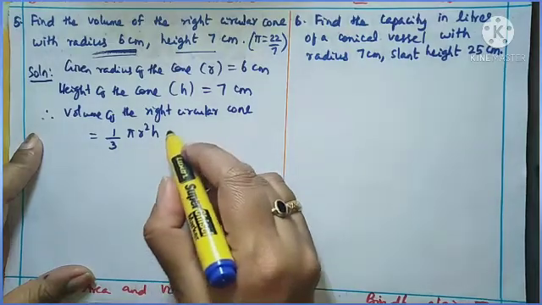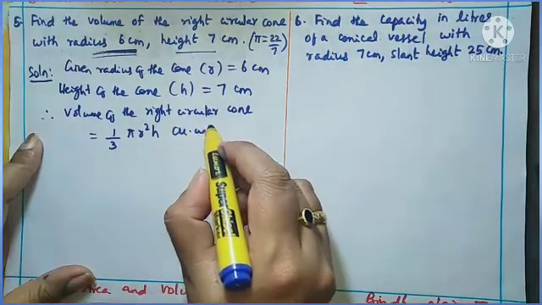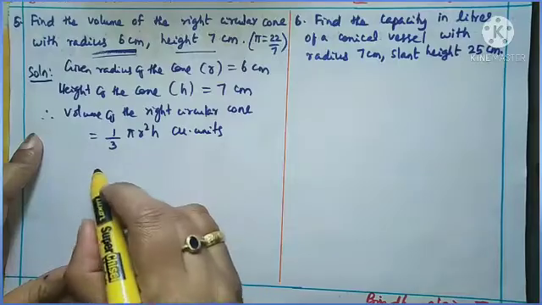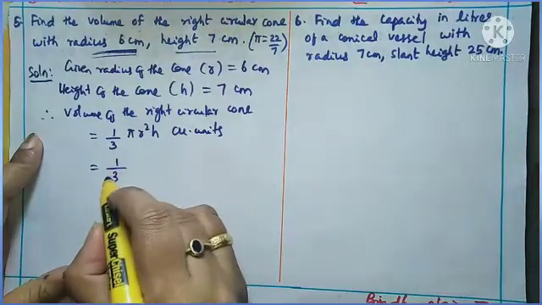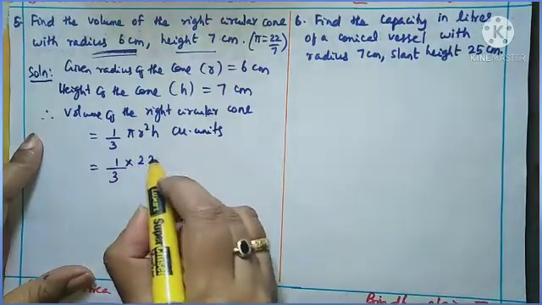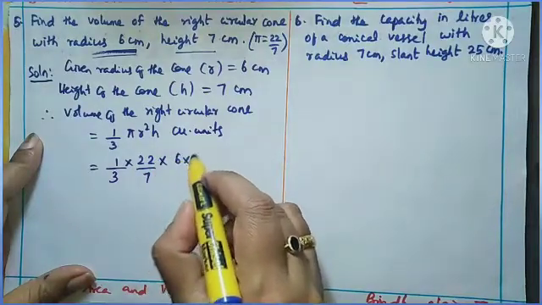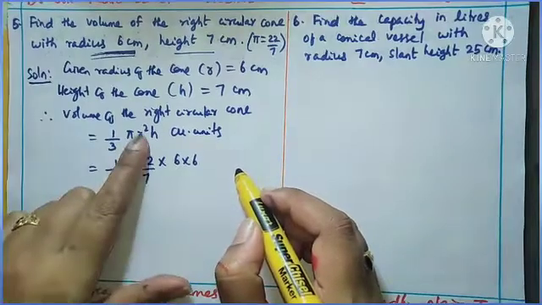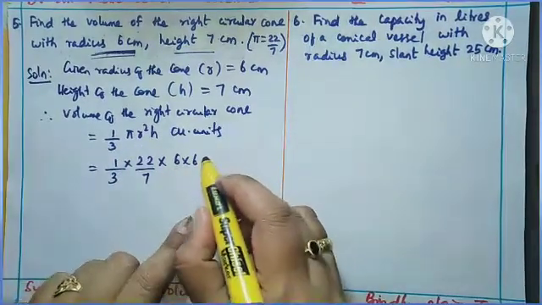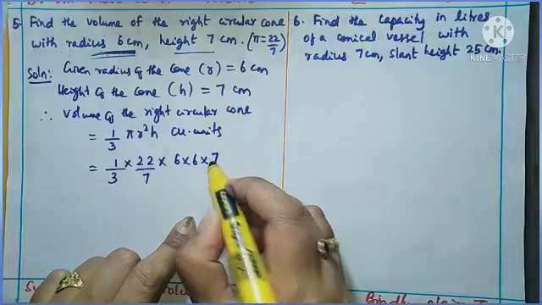is equal to 1 by 3 pi r square h. And what is the unit here? Cubic units. Okay, you want to write in cube. So that is equal to, substitute the values, 1 by 3 into 22 by 7. R is 6 into 6, 2 times. R square means you want to write 2 times. Then into height is 7.